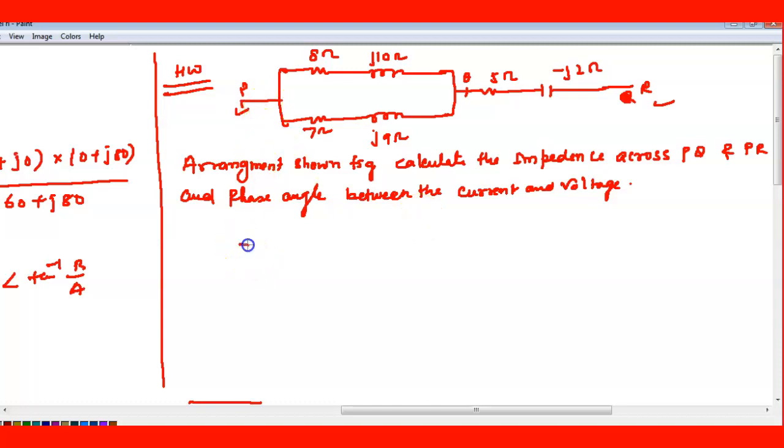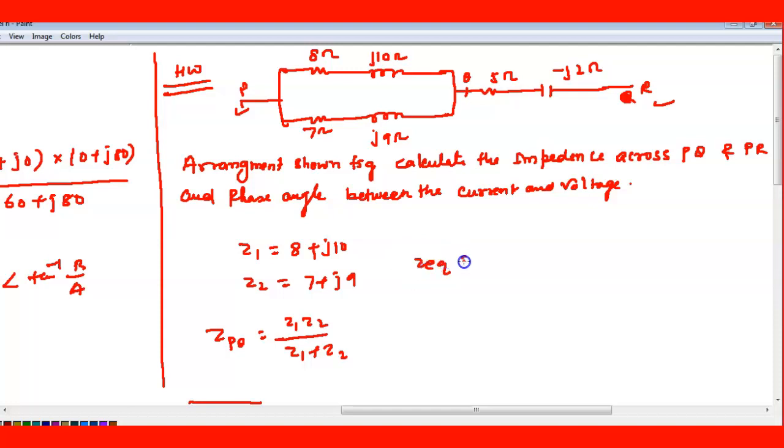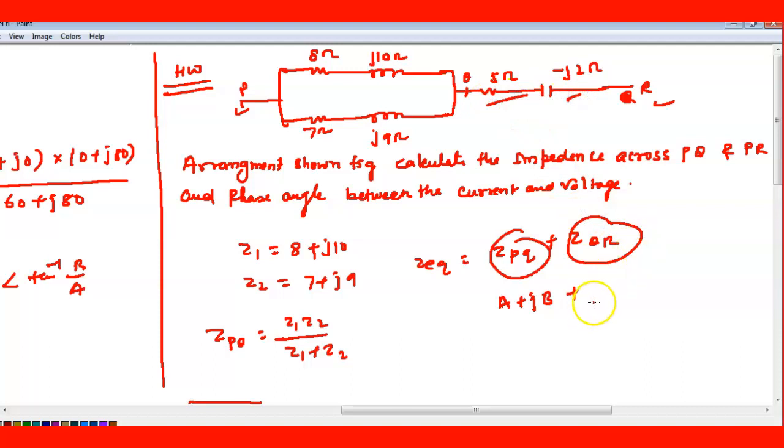Okay, so just to write it here, I am giving the hint: Z1 is equal to 8 plus j into 10, right? And Z2 is equal to 7 plus j into 9. For Z of P and Q, you write Z1 into Z2 by Z1 plus Z2 in parallel. This one you find in the calculator. And if you want to find Z equivalent total, so Z PQ plus Z QR. This one you write in the complex number form, a plus j into b. And this one is already in complex form.